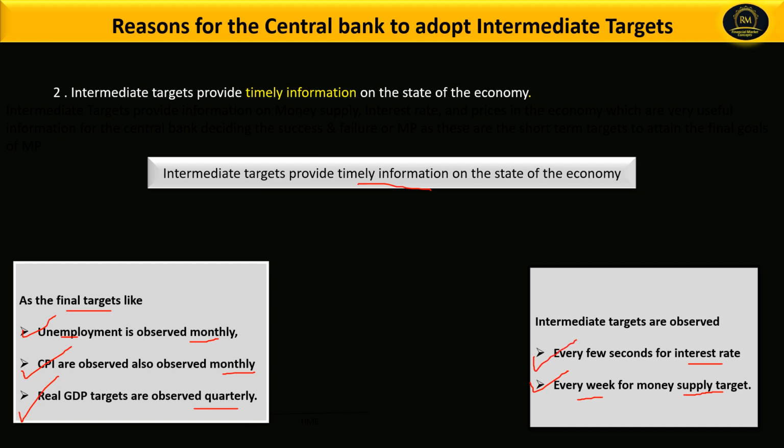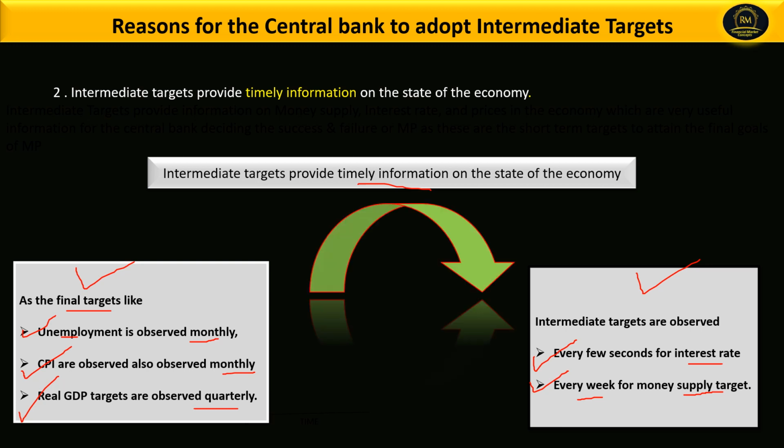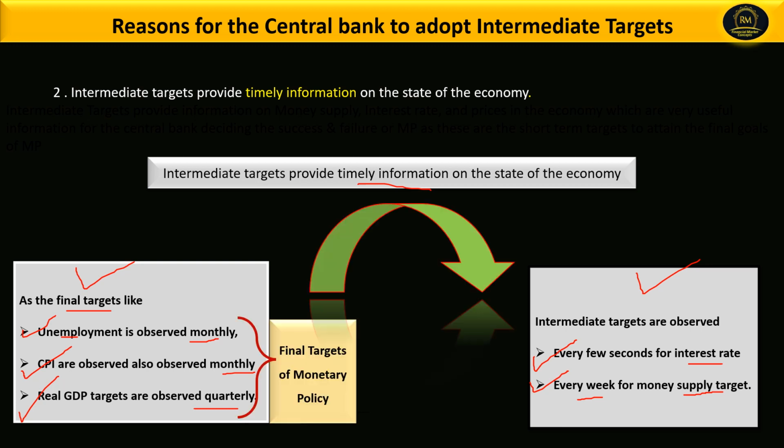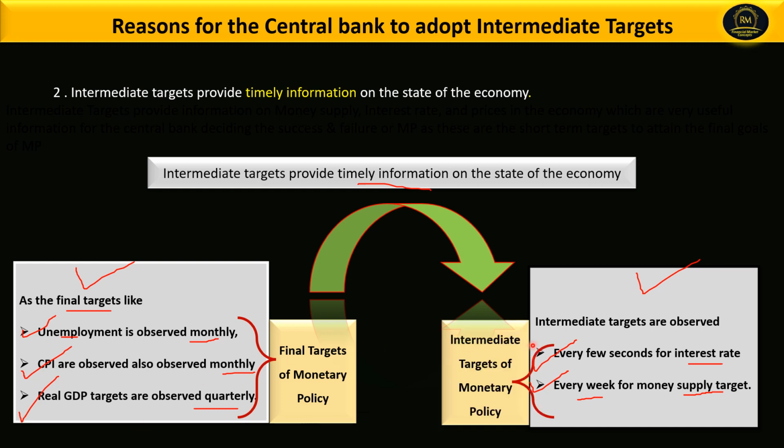So this helps the monetary policy maker to take policy decisions and is very useful information for the central bank in deciding the success and the failure of monetary policy, as these short-term targets help the policymaker to attain the final goals of monetary policy. It is because of this reason that monetary policy makers have shifted from the final targets of monetary policy to the intermediate targets of monetary policy.